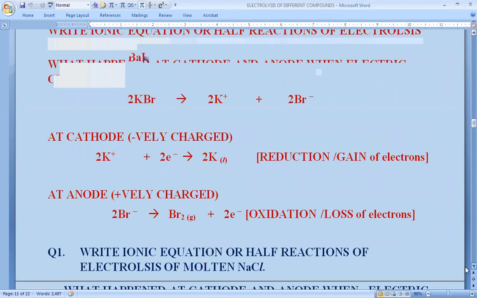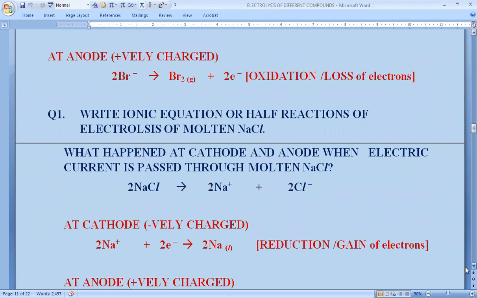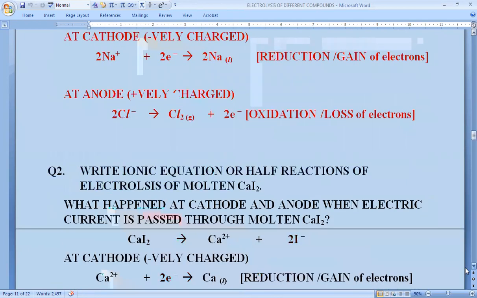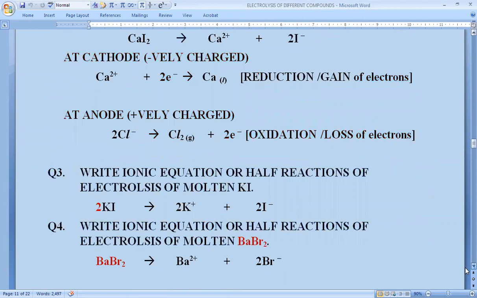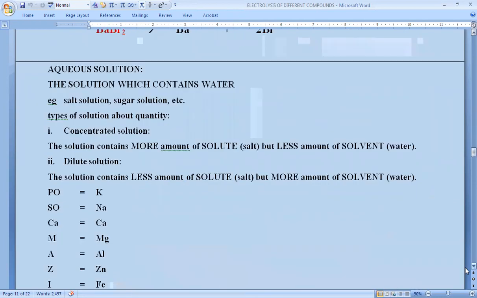Solutions are of two different types: number one, concentrated, and number two, dilute. What is the difference between a concentrated aqueous solution and a dilute aqueous solution? Today we have to learn about aqueous solutions. That solution which contains water is known as an aqueous solution.